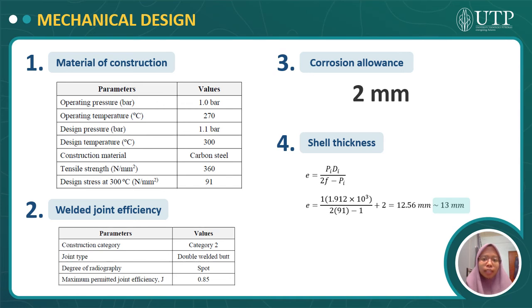Moving forward to the mechanical design section, where material selection and its design pressure, temperature and stress are decided and calculated. Carbon steel is used as it is durable. For welded joint efficiency, 0.85 is chosen. Next, corrosion allowance is set to be 2 mm as recommended by CNOT. Mechanical design item number 4, shell thickness, is calculated to be 13 mm including corrosion allowance.